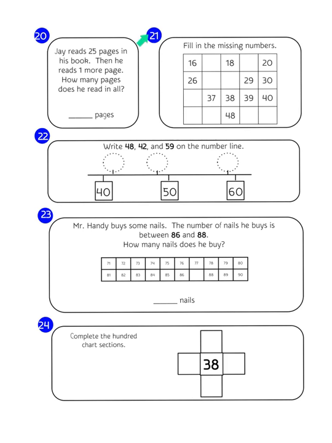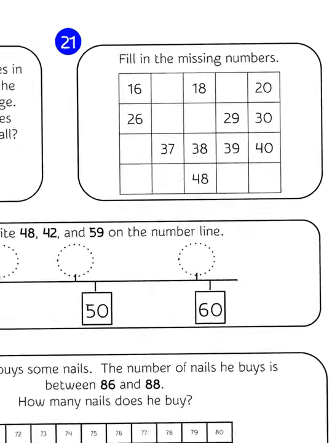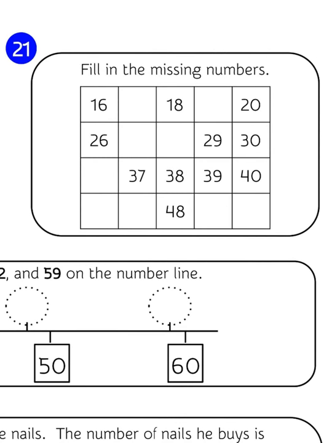Number 21. Fill in the missing numbers. So this is part of a hundreds chart. It is not the whole thing because you can see it does not start at 1, it starts at 16. So you need to fill in all these spaces with the numbers that go. Look for numbers around it to help you fill in which numbers are missing. Pause the video to fill it in now.